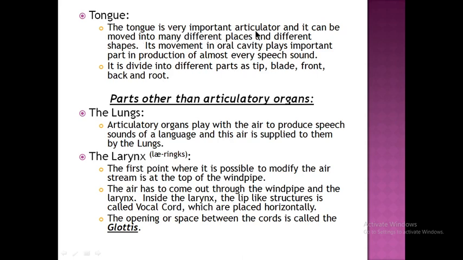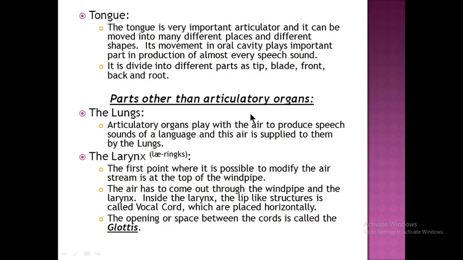The tongue is a very important articulator, and it can be moved into many different places and different shapes. Its movement in the oral cavity plays an important part in the production of almost every speech sound. This is very much important, as I said earlier as well. So the tip of the tongue is important. The blade of the tongue is responsible to produce different sounds. The front of the tongue is responsible to produce different sounds. The back of the tongue is responsible to produce some other sounds. And root means where the tongue ends. That too is important to produce some sounds.